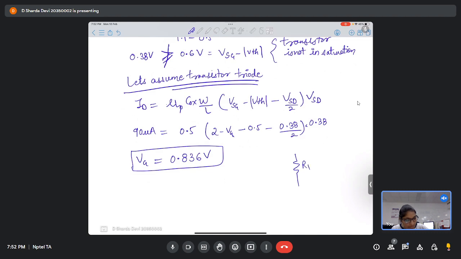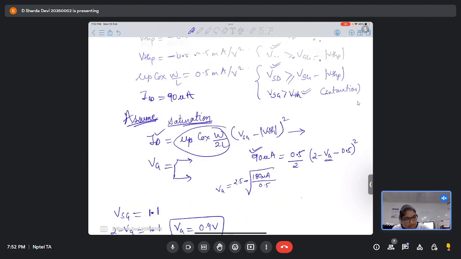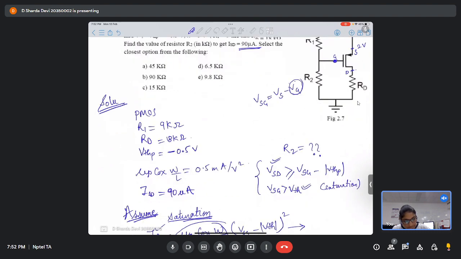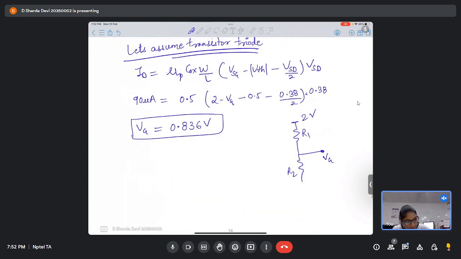Now see, what was there? There was R1, R2, and here there is Vg, right? And here you have 2 volts. You are given that R1 is 9 kilo ohms. You have to find R2. So, you know this value. So how will you find R2? So 0.836 is actually R2 upon R1 plus R2 into 2, right?